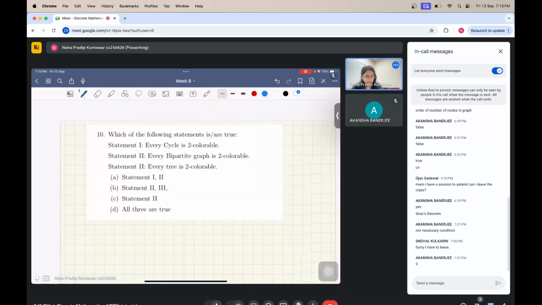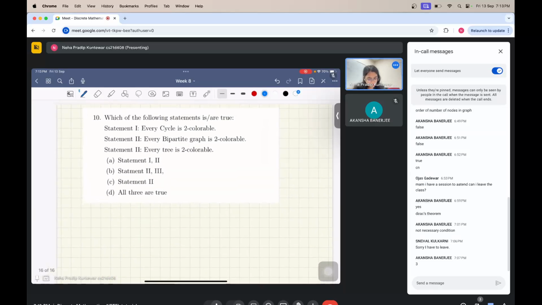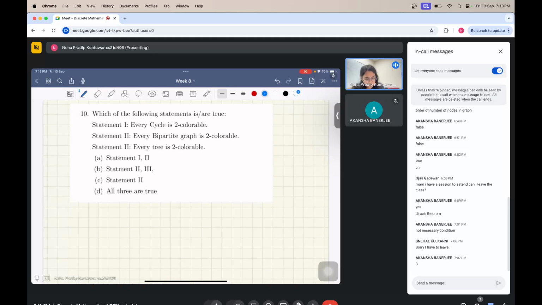You're given some statements. The first statement says that every cycle is 2 colorable. By 2 colorable we mean you can color it using 2 colors. The second statement is every bipartite graph is 2 colorable, and the third is every tree is 2 colorable. You can try this out and let me know what you think.